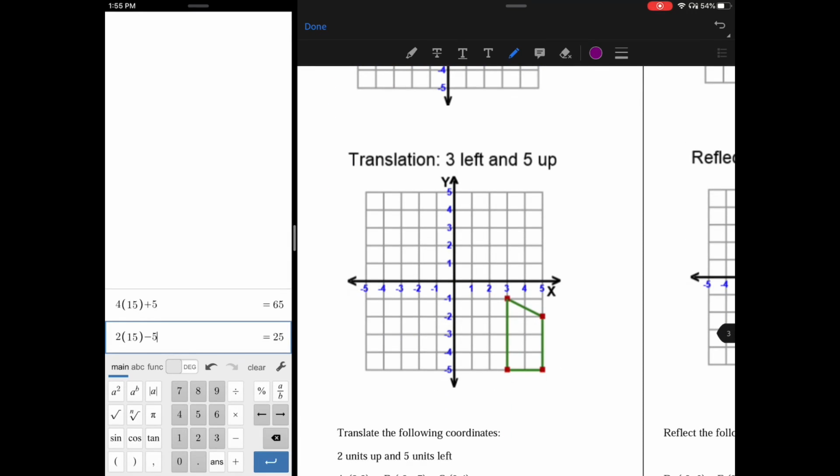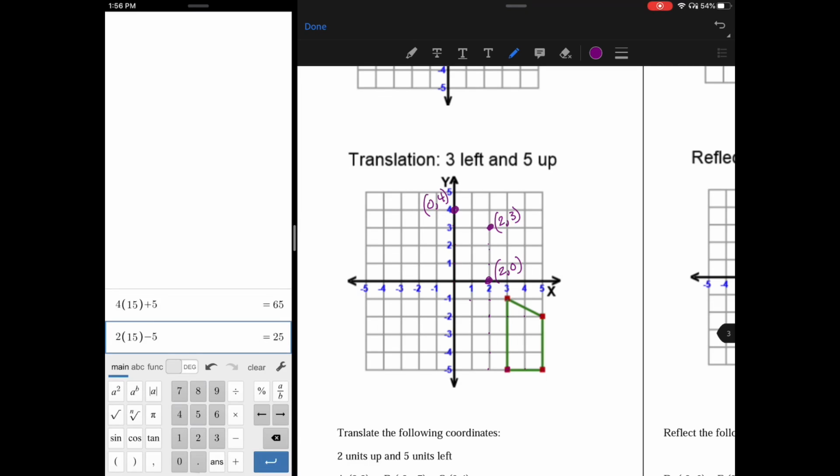And our next one, we're moving 3 to the left and 5 up. So we're going to go 1, 2, 3, and 5 up. 3, 4, 5. And that's at the point 0, 4. Our next point, we're going to go 3 left and 5 up. And we end up at the point 2, 3. Our next one, 3 to the left, 5 up. And we're at the point 2, 0.